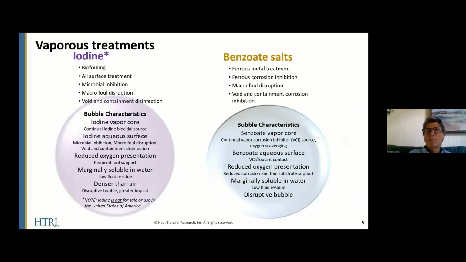We use two primary chemical treatments. We use iodine, or we use a benzoate salt. And we use these based upon regulatory acceptance in the environment where the heat exchanger is, and typically what we're trying to achieve. In most aspects, if we're looking at a biological foulant, either one will do well.